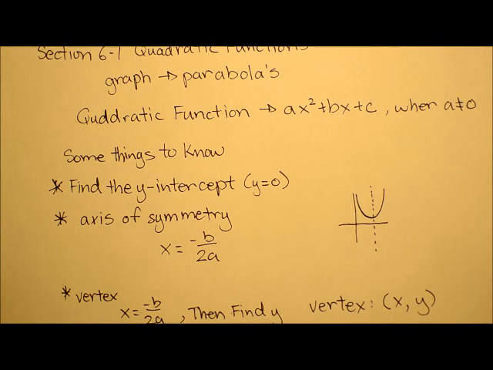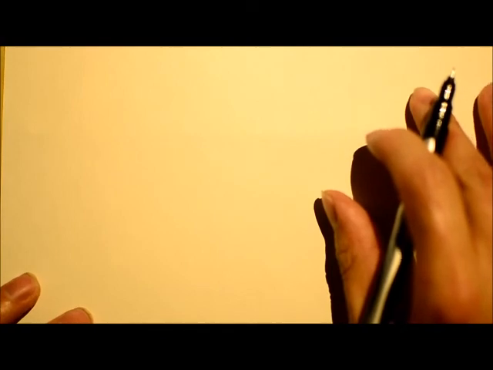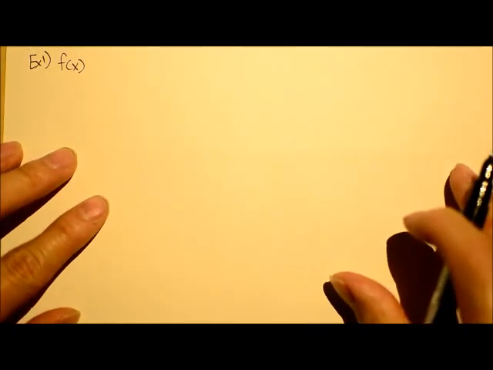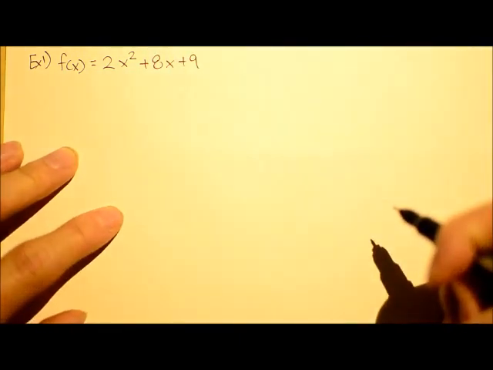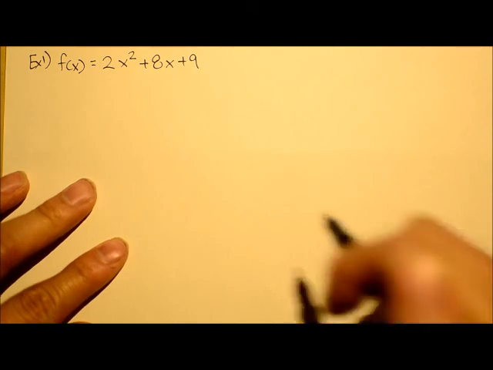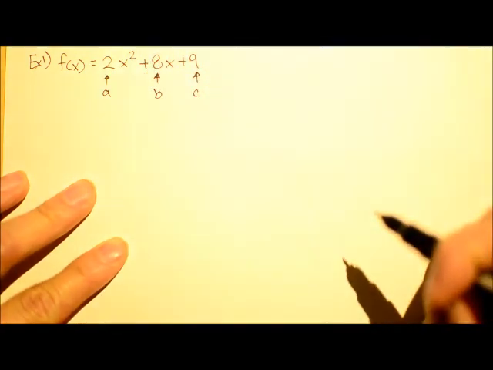Alright, so with using all these strategies here, let us consider the first equation. Let us consider this function right here. This is our first example. Now that everyone can see, we're going to consider 2x squared plus 8x plus 9. So we know that the first term is a, the second coefficient will be b, and of course the third coefficient will be c.